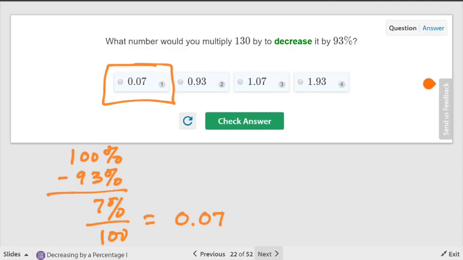So you're only doing part of the process, and they don't even want you to multiply it times the 130. They just want you to find the percent that you would use, the decimal you would use. Okay?